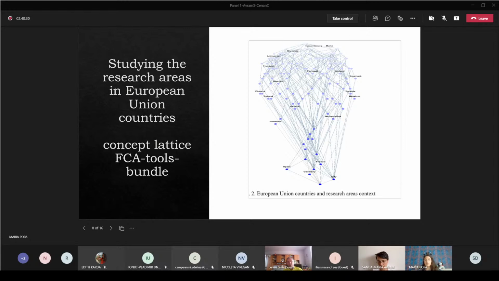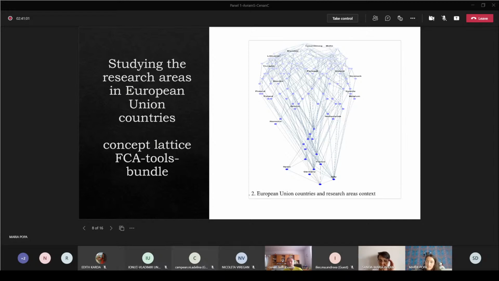So basically, when you have a dyadic context, you have the countries and the attributes related to them, objects and attributes. I wanted to see which were the targeted research topics in those specific countries. I wanted to build this relationship between them to see which were the subjects that were targeted in those areas.